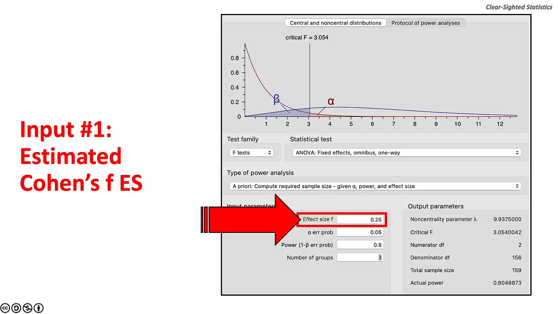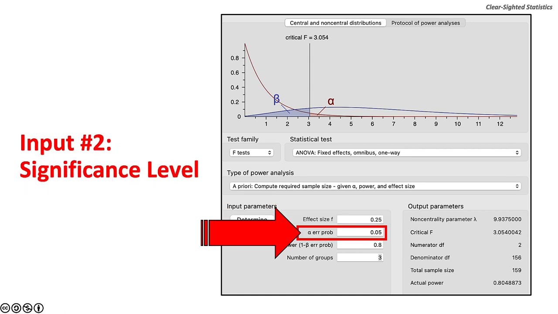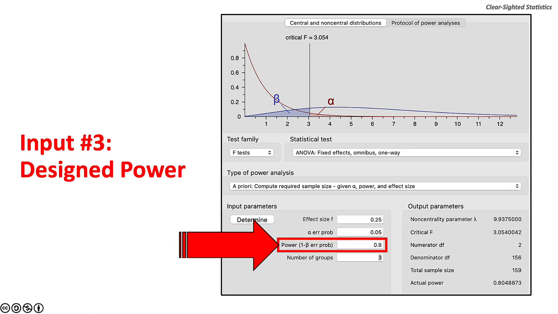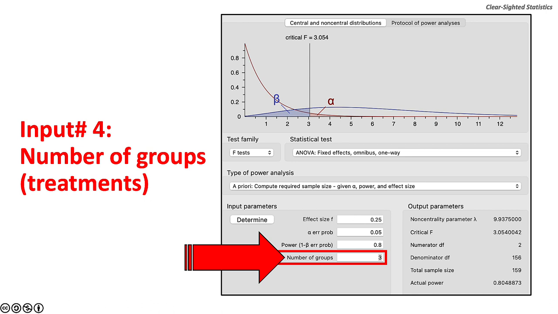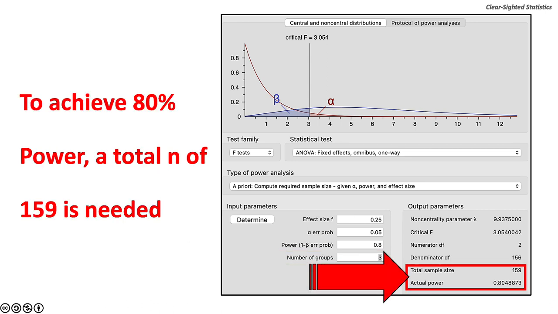This a priori statistical power analysis has four inputs. The first is the estimate for Cohen's F effect size, 0.25. The second is the significance level, 0.05 or 5%. The third is the desired level of statistical power, 0.8 or 80%. The fourth is the number of treatments, 3. To achieve 80% statistical power, a total sample size should have 159 observations.